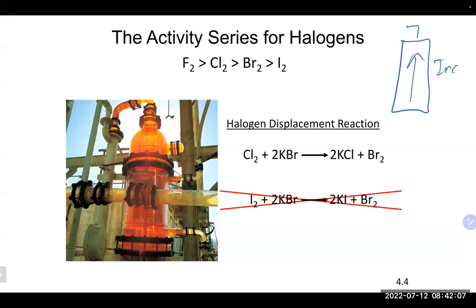We see chlorine, which is higher in group 7 than bromine, so we would expect that displacement to occur. But when we look at iodide, it is actually lower than bromine in group 7, so that displacement would not happen here when we look at the halogens. Any questions on that there?